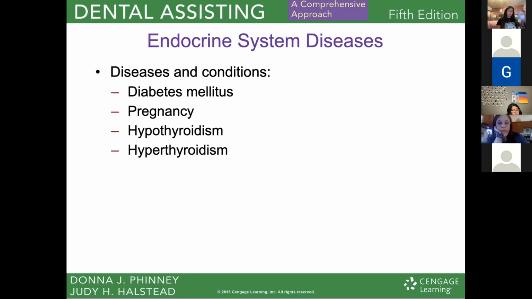So there are diseases and conditions of the endocrine system. Diabetes mellitus occurs when the pancreas produces an insufficient amount of insulin. Hypothyroidism is a result of an underactive thyroid, and hyperthyroidism occurs when the thyroid is overactive. Obviously, pregnancy is not a disease, but it is a condition, right? So that is one part of a condition of the endocrine system.